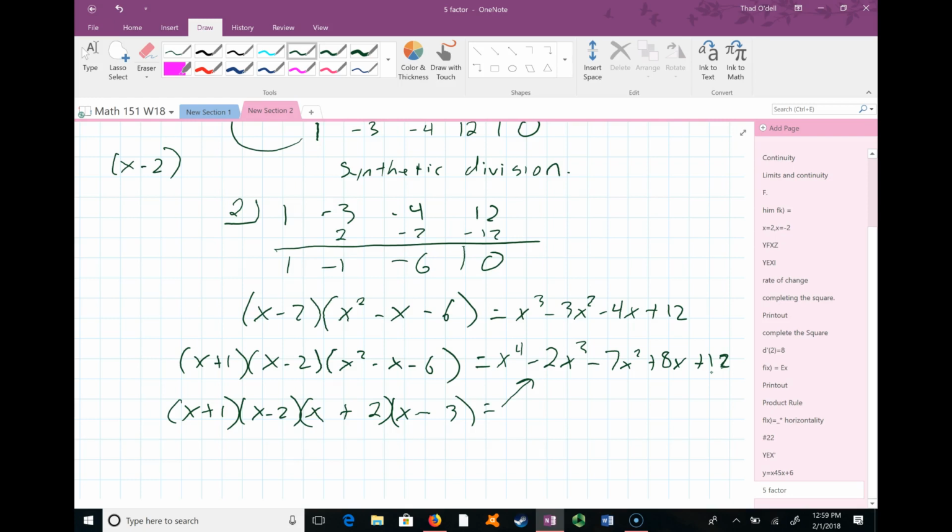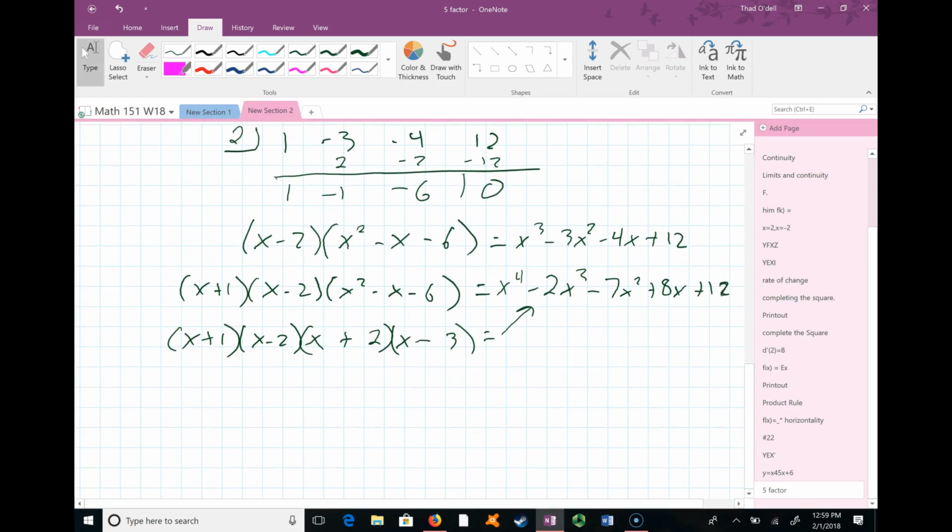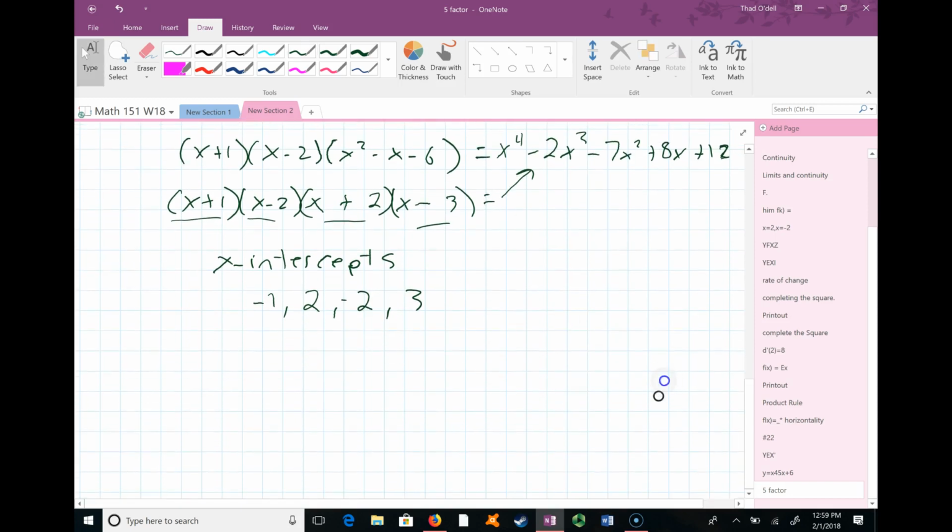Very exciting. But what else have I done? I've also discovered the x-intercepts of this polynomial. So we know the x-intercepts because roots give me x-intercepts and roots come from factors. The x-intercepts would be negative 1, 2, negative 2, and 3. Negative 1 comes from this factor, 2 comes from this factor, negative 2 comes from this factor, and 3 comes from that factor.